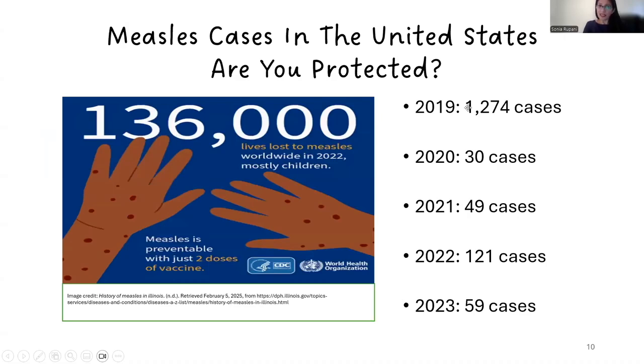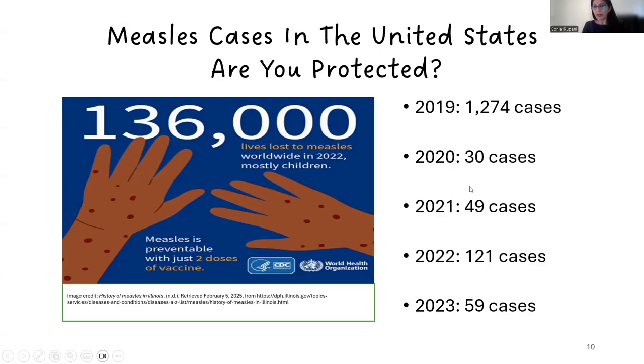Now, if we look at the cases of measles in the United States, and I've gone from 2019 down. So in 2019, there were about 1,200 cases of measles, which was the highest that we had seen since 1989 when the recommendation of the 2-dose vaccine came in. So there was this high number of cases in the United States, and most of those that were infected had not been vaccinated. So it was seen more commonly among those who were not protected. Then in 2020, there was a drop. We had 30 cases. 2021, 49 cases. So we've been fluctuating. It's going up and down. And then in 2022, 121 cases.